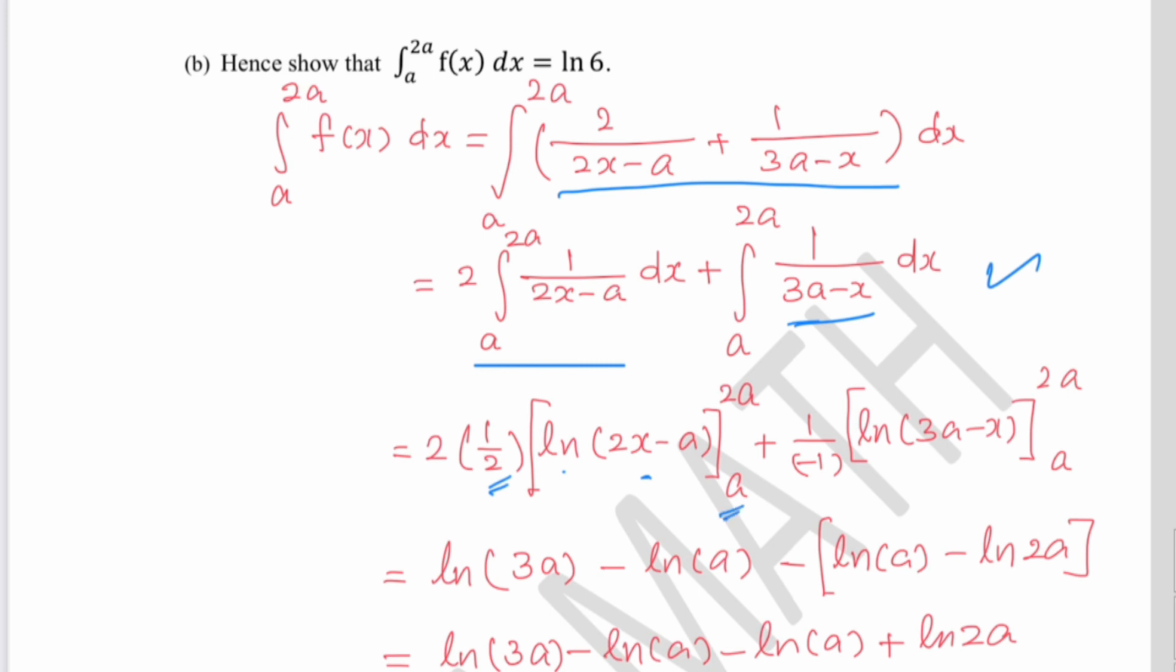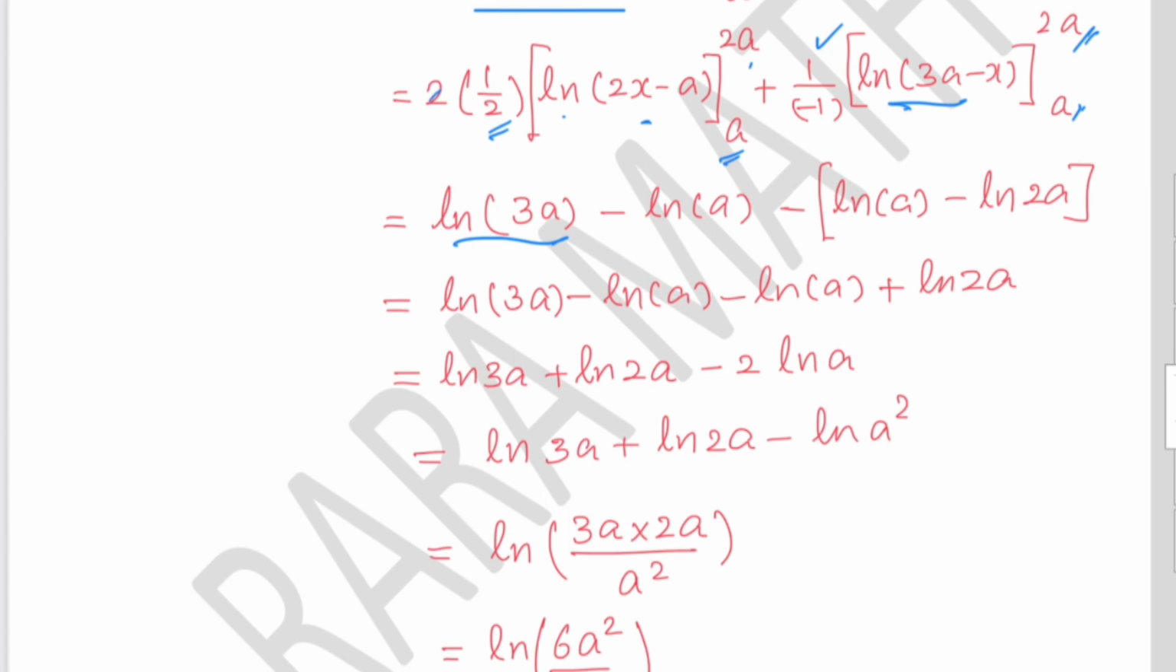And in the same way here, 3a minus x, when you compare with ax plus b, your a is negative 1, therefore 1 over negative 1 ln of 3a minus x between the limits a and 2a. Now substitute the limits, upper limit minus lower limit, and the 2s get cancelled. So you get ln 3a minus ln a, minus, this 1 over minus 1, so plus times minus gives minus, ln of 3a minus 2a, that is a, minus ln 2a. So ln 3a minus ln a minus ln a plus ln 2a, and you get ln 3a plus ln 2a minus 2 ln a.